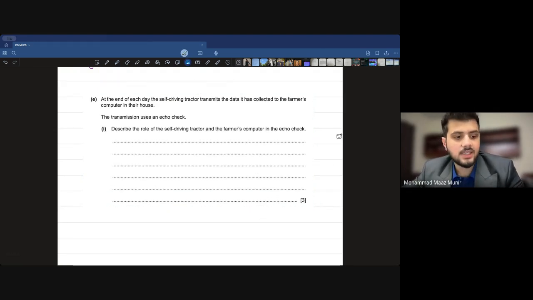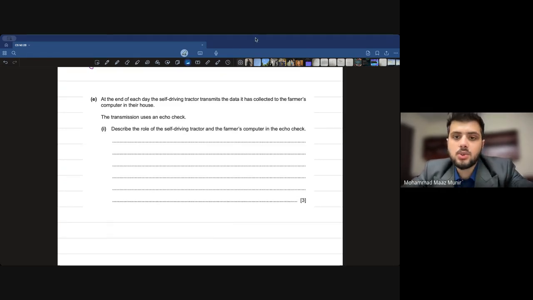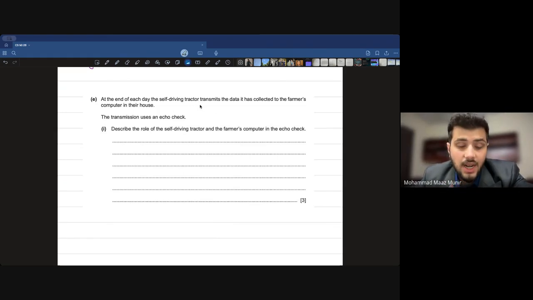There are no previous parts because those are not relevant to chapter number 2. You're only going to be doing parts which are relevant to chapter number 2. So the first part says that at the end of each day, the self-driving tractor transmits the data it has collected to the farmer's computer in the house. And this transmission uses an echo check.